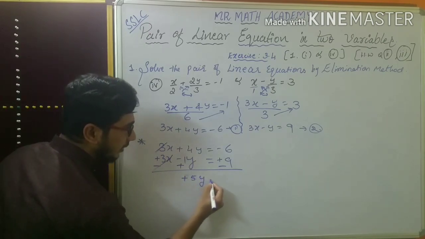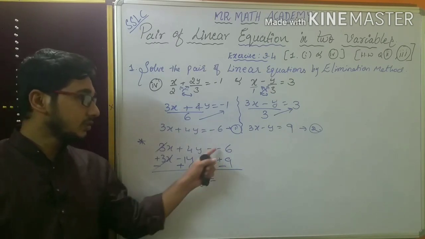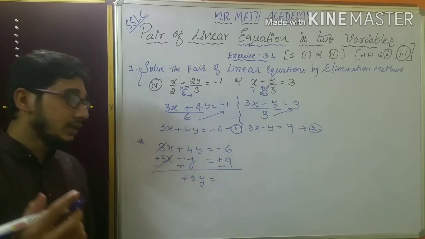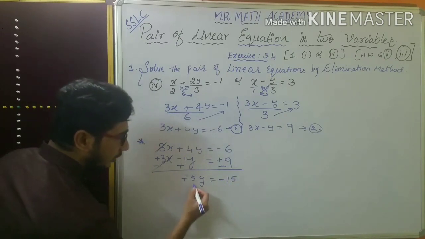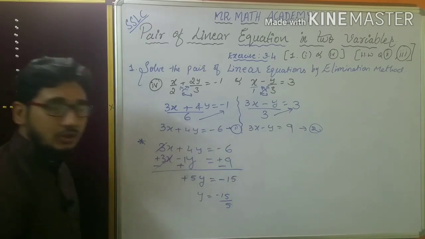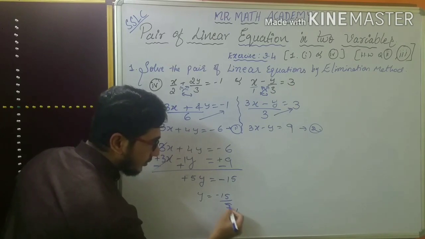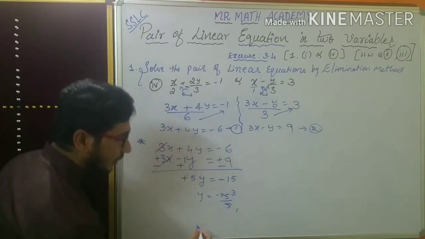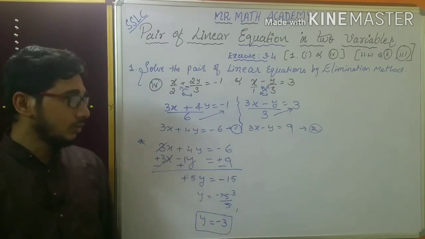Plus 5y, which is equal to minus 6 minus 9, is equal to minus 15. So 5y is equal to minus 15. The 5 will come to the denominator of the RHS, so cross multiply, that's all. 5 1s are 5, 5 3s are 15. So y is equal to, this minus will come here, 3 as it is. So how much did you get? y is equal to 3.